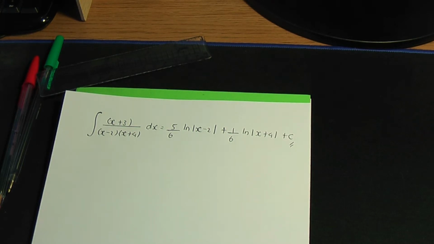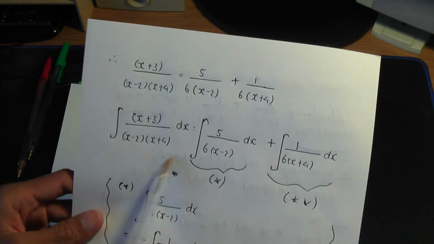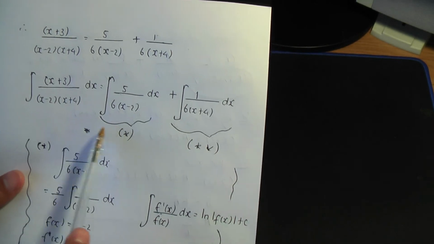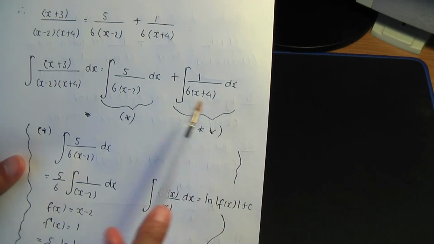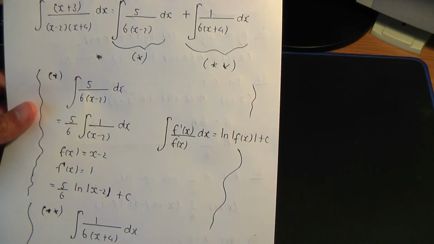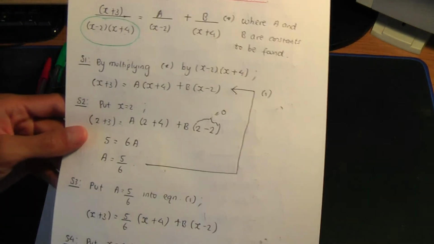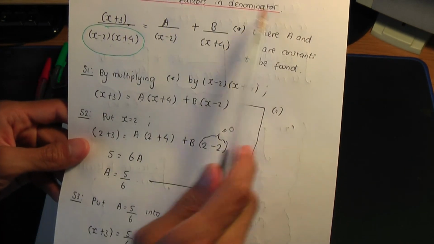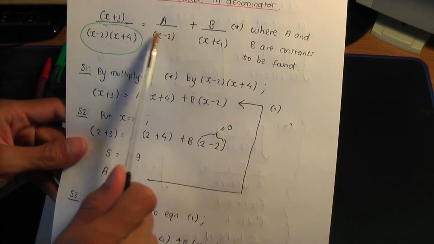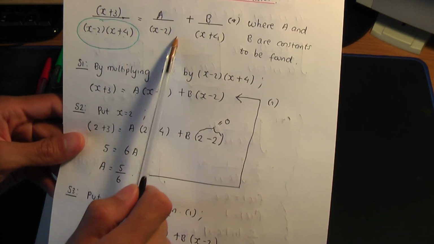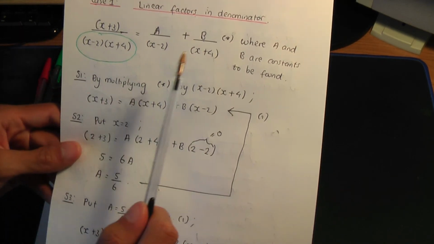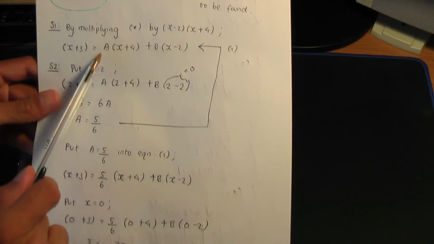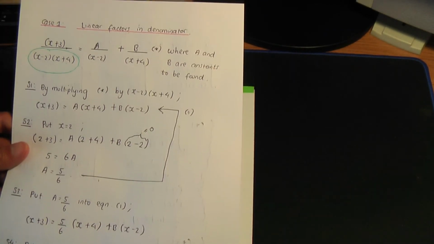So if you were to integrate a fraction of this form, in particular a proper fraction, write it in the form of partial fractions and then integrate each of the fractions separately. Once again, this is case number 1. In case number 1, if you have linear factors in your denominator, you would rewrite this as a divided by one of the linear factors plus b divided by the remaining linear factor. And here is the method again in order to work out a and b.